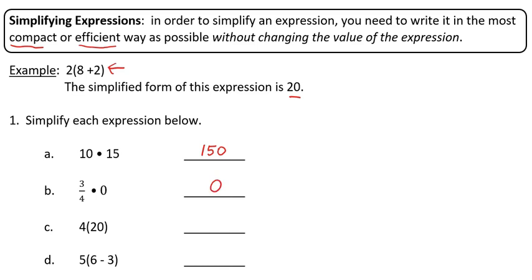Question C has a 4 outside parentheses and a 20. That means we're going to multiply what's inside of the parentheses by 4. So that would be 80.